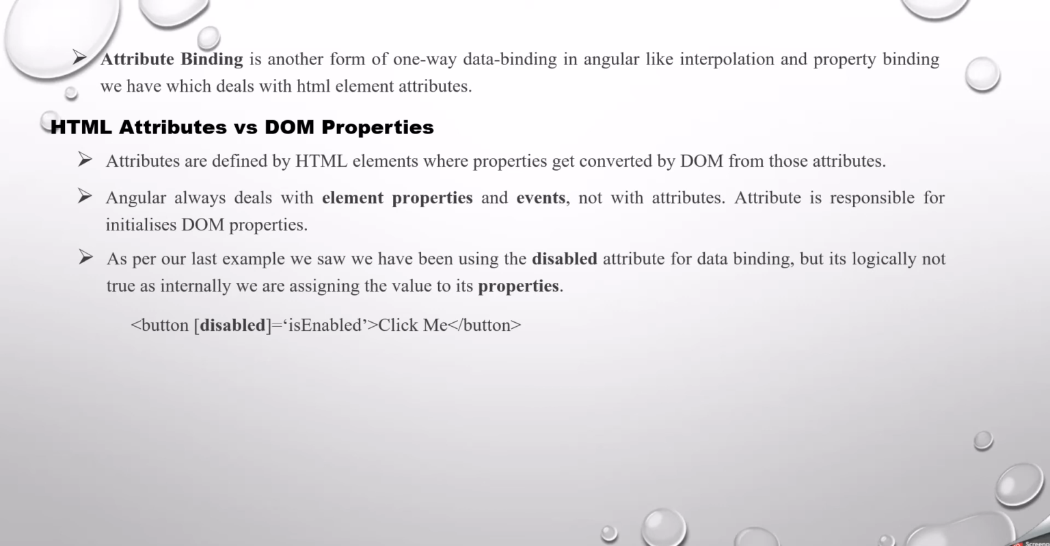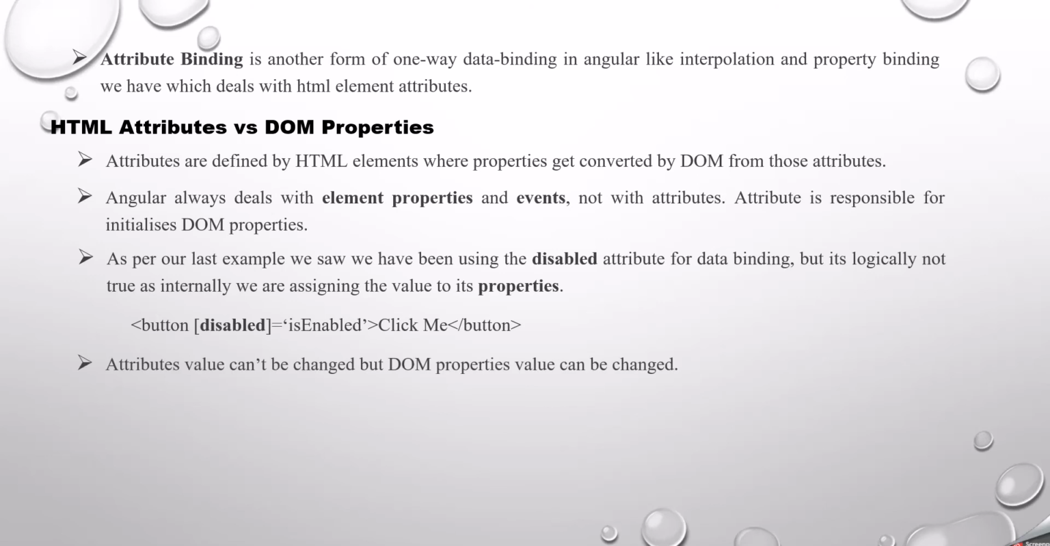Basically, you might remember, I will show you right now. We have a button and we have a disabled attribute within it, and we are trying to bind it with isEnabled, which is a variable in the code behind, and it contains either true or false and is getting assigned to disabled. But when it renders the button, the disabled is converted into its equivalent property, and whether isEnabled is true or false, based on that the button is going to appear disabled or not.